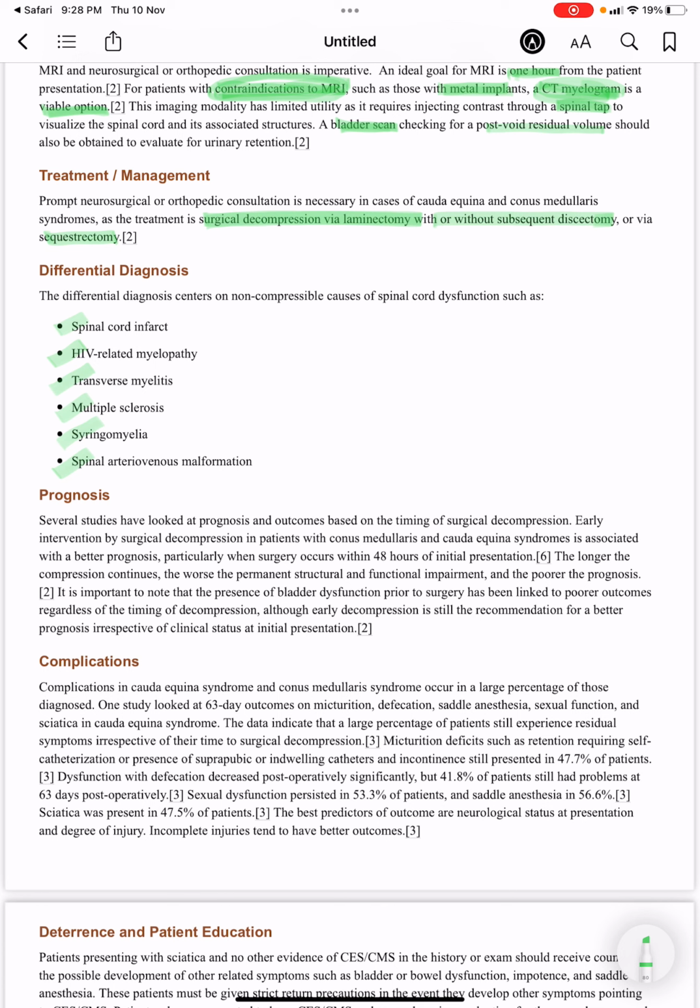Early intervention by surgical decompression is associated with a better prognosis, particularly when surgery occurs within 48 hours of the initial presentation. The longer the compression, the worse the structural and functional impairment and the poorer the prognosis. And the presence of bladder dysfunction prior to surgery is linked to poorer outcomes.